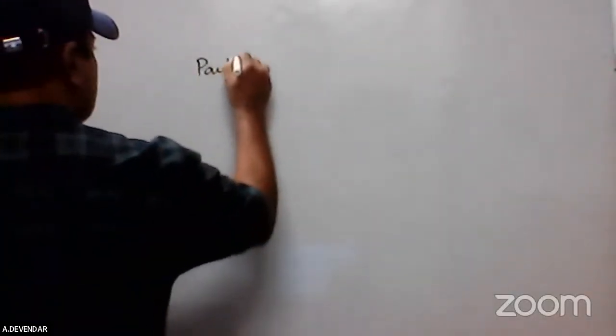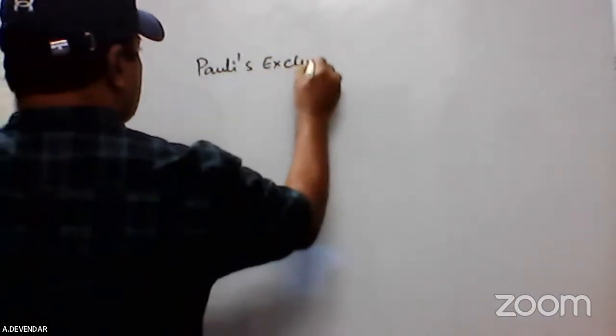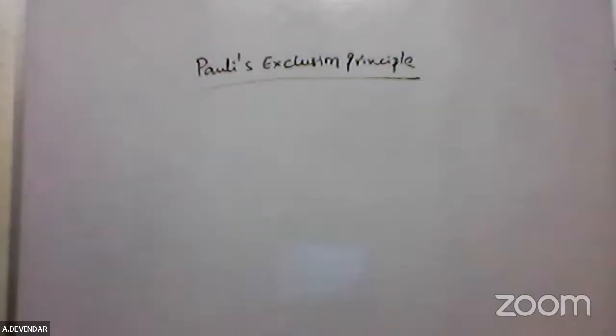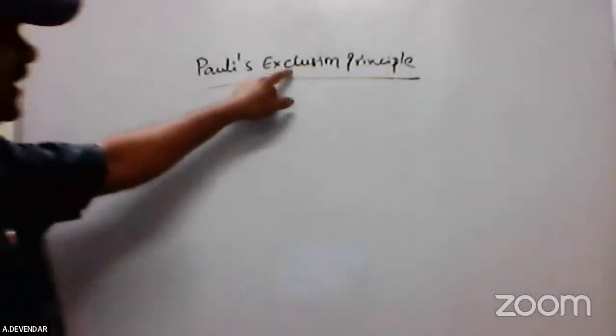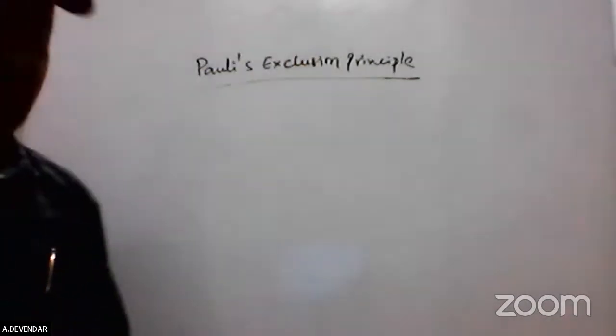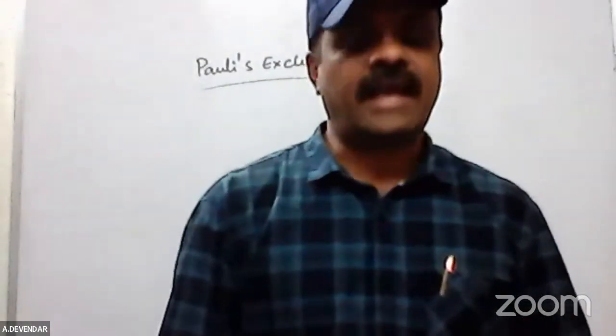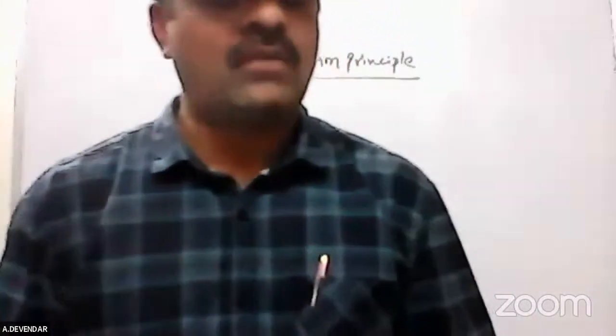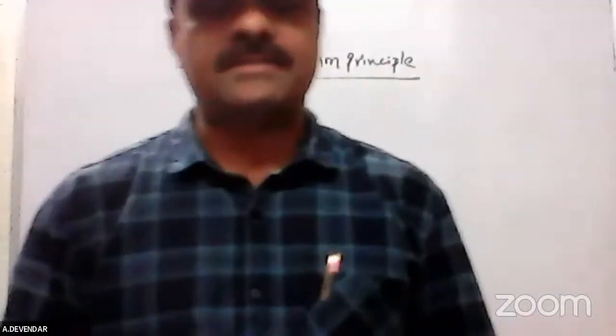The next topic is Pauli's exclusion principle. What is Pauli's exclusion principle? Pauli made some restrictions on the quantum numbers. The definition is: no 2 electrons in an atom can have the same set of identical 4 quantum numbers. That means nothing more is there. We have the 4 quantum numbers.